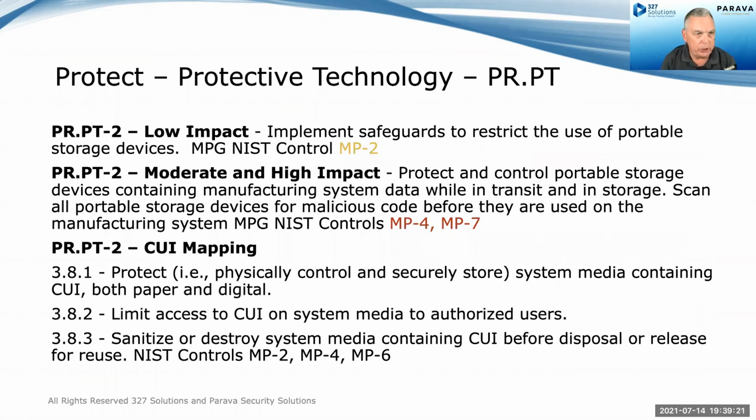For protective technology, you are looking at safeguards to restrict the use of portable storage devices, things like USB drives. And when you have a high or moderate impact system, you're protecting and controlling portable storage devices containing manufacturing system data, either while it is in transit or in storage. You are supposed to be scanning all portable storage devices for malicious code before they are used in a manufacturing system. To restate the obvious, the CUI mapping is nowhere near as specific about protecting your manufacturing system.